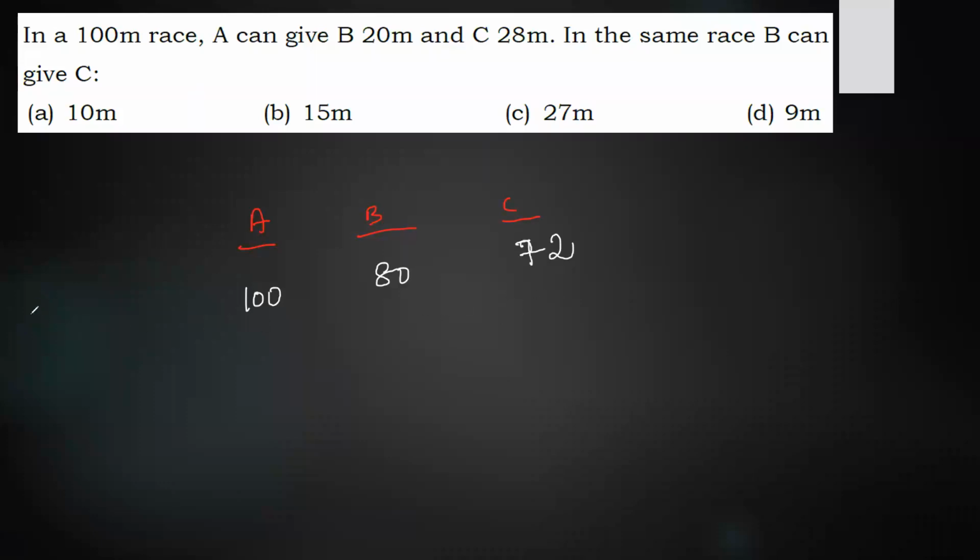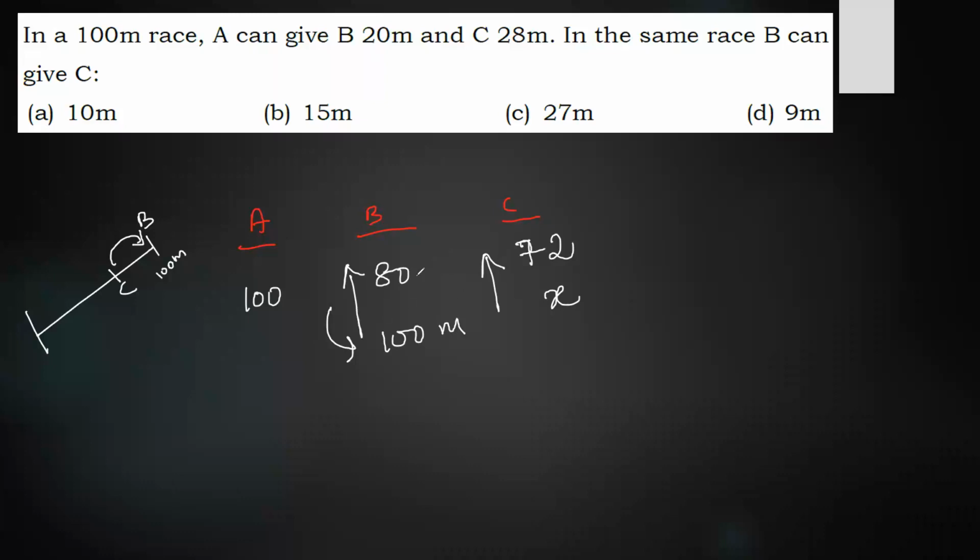Is it clear the first time or not? So A runs 100 meters, B runs 80 meters. At the same time, C runs 28 meters behind, so 72. This is for A, B, C. The question is, in the same race, how much can B give C? If B reaches 100 meters, what is the difference between B and C? That is the question here. Given the same race, that's why I'm mentioning 100 here.